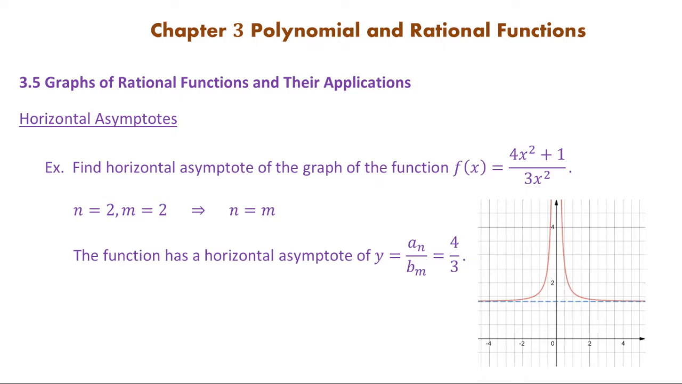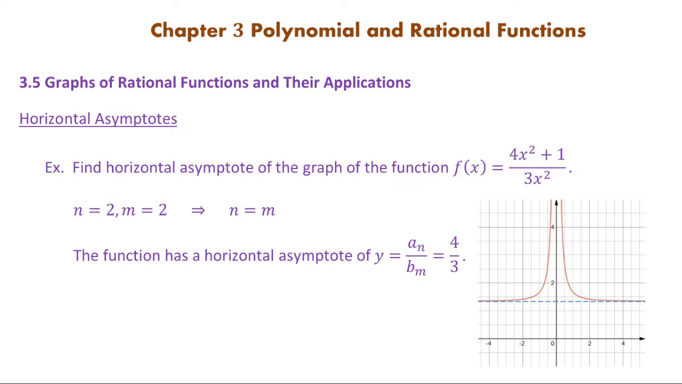Let's do another one. Find the horizontal asymptote of the graph of the function f(x) equal to 4x squared plus 1 over 3x squared. So this time, again, you just find n and m. n is equal to 2, x squared on the top has the highest power. Then we also have x squared at the bottom, so m is also equal to 2. They are the same, n equal to m.